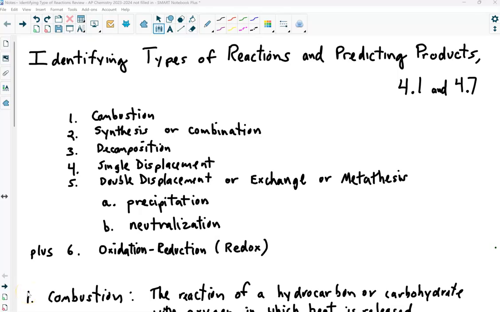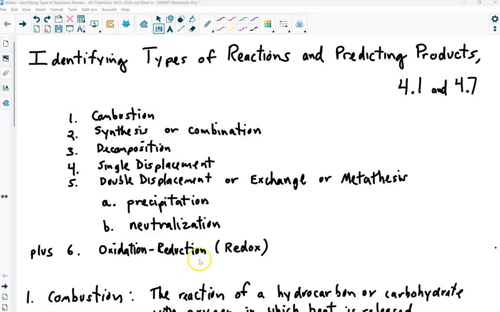So if you see here on the slide, we are going to be looking at essentially 6 different types of chemical reactions. Combustion, synthesis, sometimes called combination, decomposition, single displacement, sometimes called single replacement, double displacement, sometimes called double replacement, exchange, or metathesis reactions. And those can be broken down into 2 types, precipitation and neutralization reactions. And then finally, we'll be looking at oxidation reduction reactions.